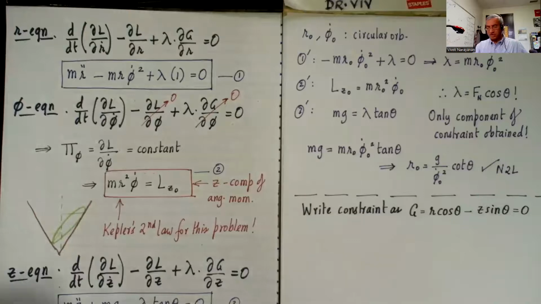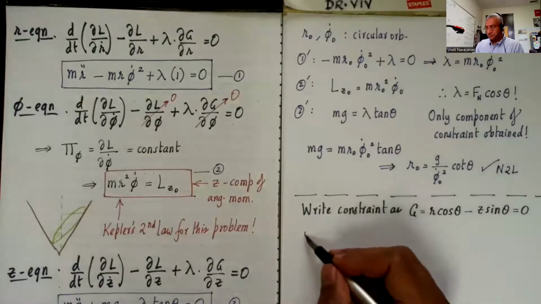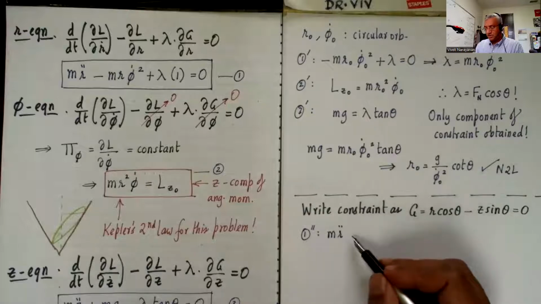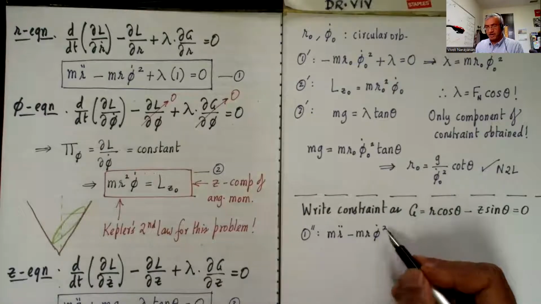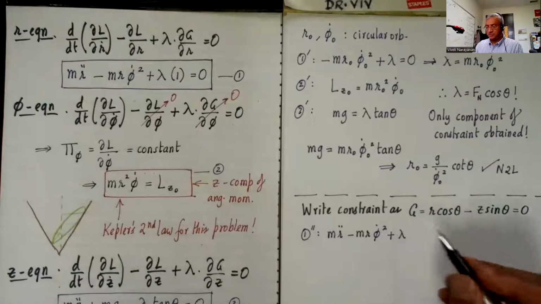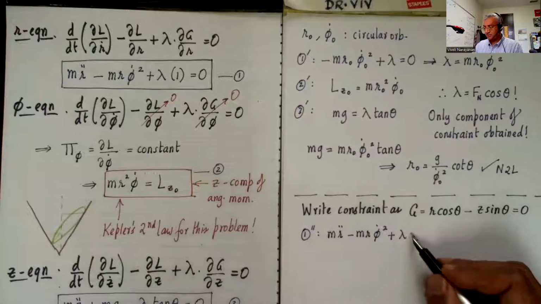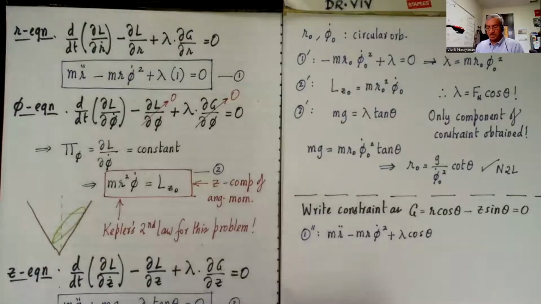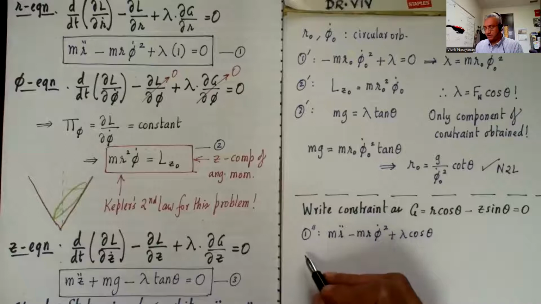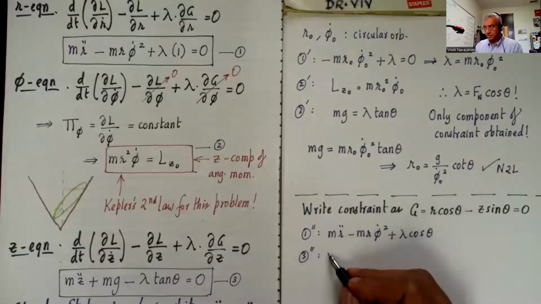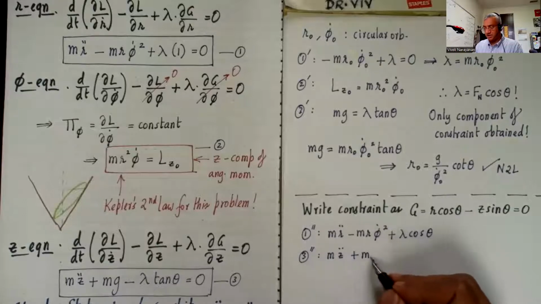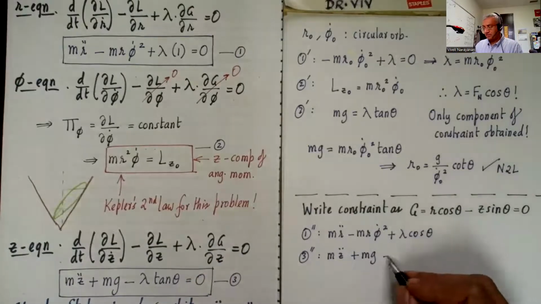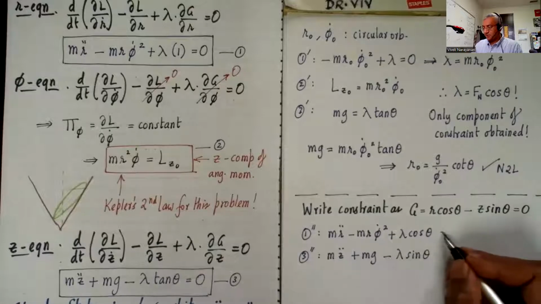So let me rewrite all the equations. Equation 1 double prime would have been m r double dot minus m r phi dot squared plus lambda times del g over del r, which is now cosine theta. And then equation 2 double prime would not have changed, so I won't bother writing it. The equation 3 double prime would have been the following: m z double dot plus mg, and this time, when I do del g over del z, I'll pick up negative sine theta. So negative lambda sine theta, that's equal to 0.